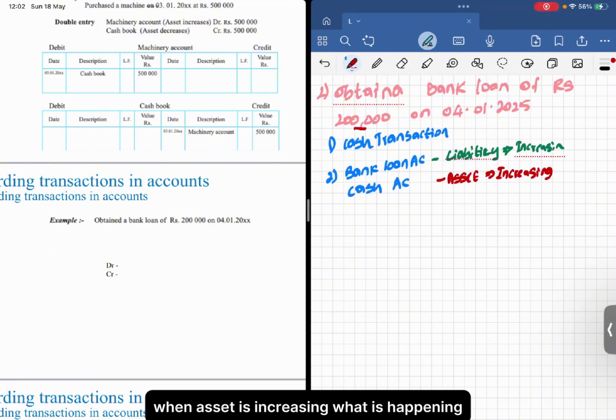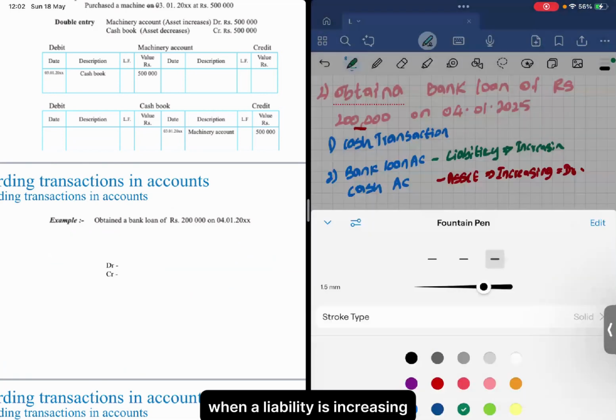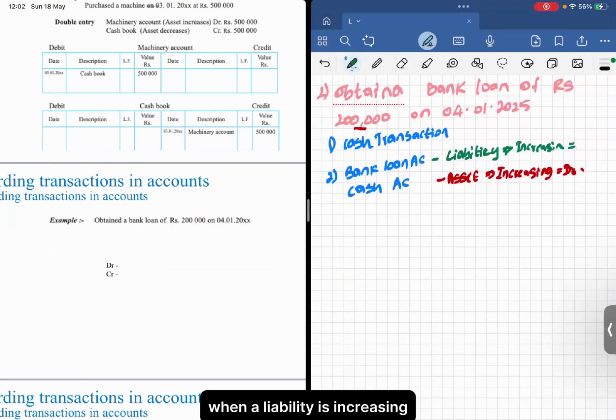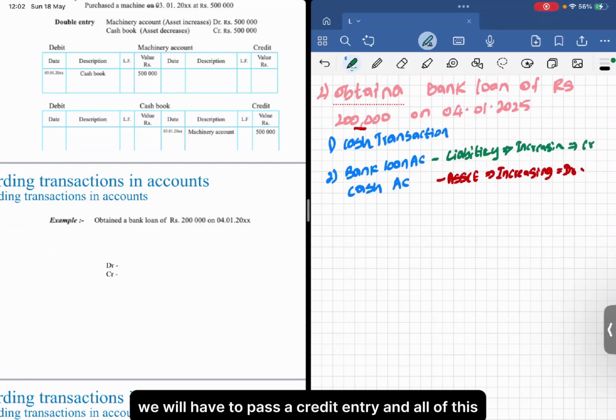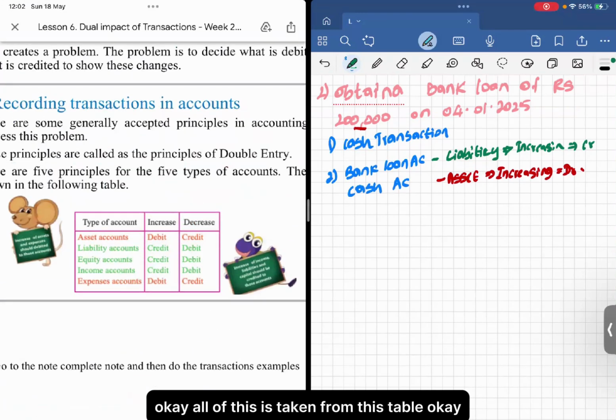what is happening? We will have to pass a debit entry. And on the other hand, when a liability is increasing, we will have to pass a credit entry. And all of this is taken from this table, this double entry principle here.